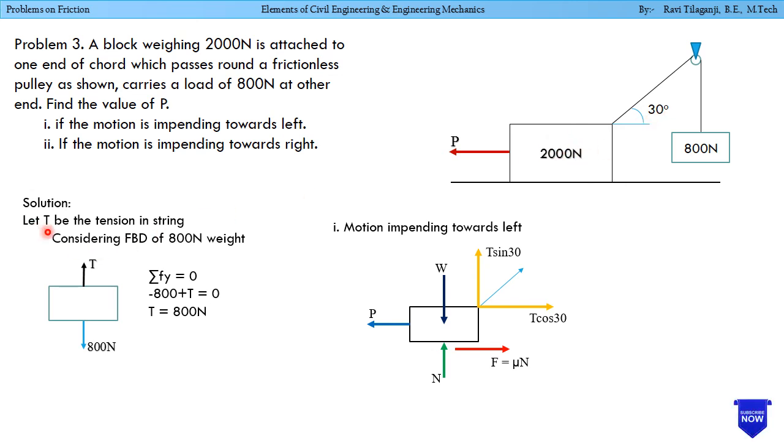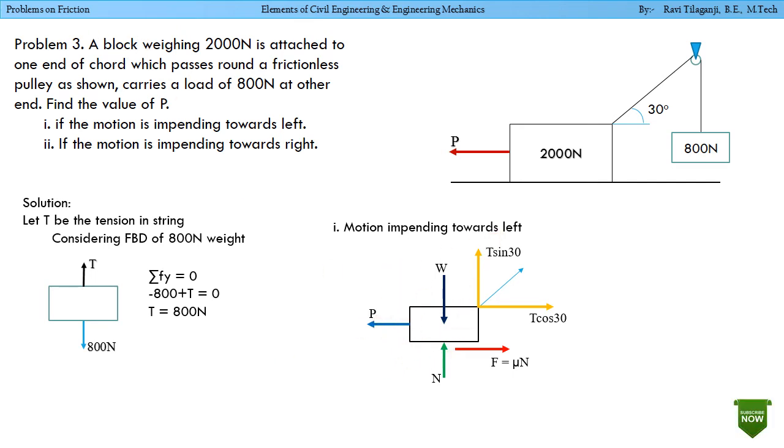So solution, let T be the tension in the string. Considering the free body diagram of 800 Newton weight, 800 is acting downwards, T is acting upwards. Summation F of y equals 0, minus 800 plus T equals 0, T equals 800 Newtons. Motion impending towards left. So the first condition we are considering is when the body is trying to move in the left side direction.